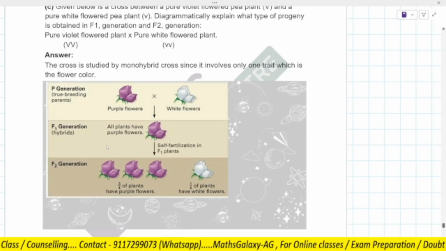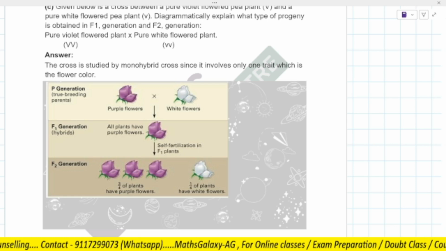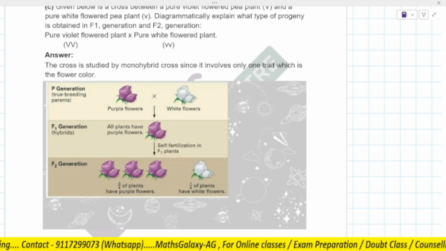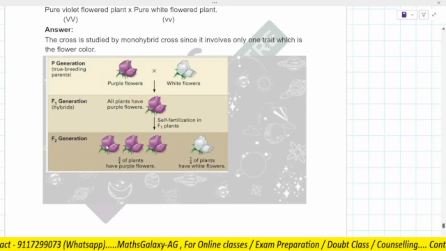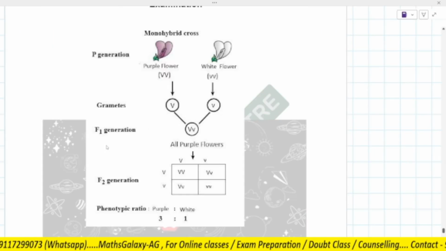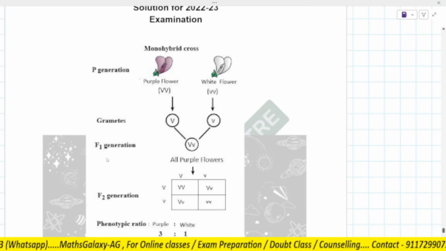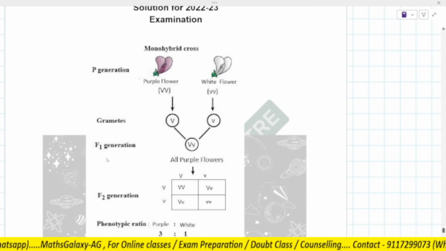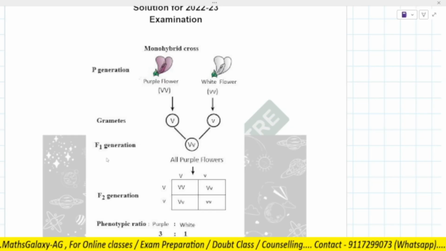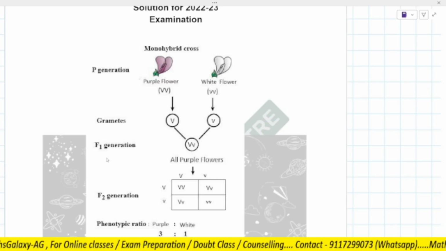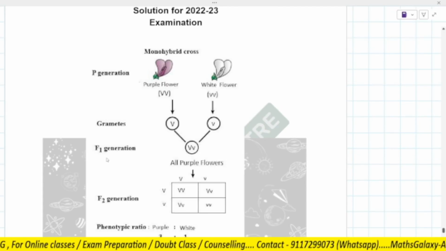If you want to take a screenshot, you can. Or if you want the explanation, then please tell me. I will explain it also. No need. See, these things we have already discussed in the last class, so that's why I'm skipping this explanation for these questions. But if you want once again, I can. Very good, no need.